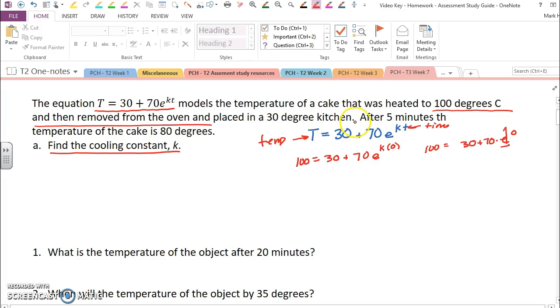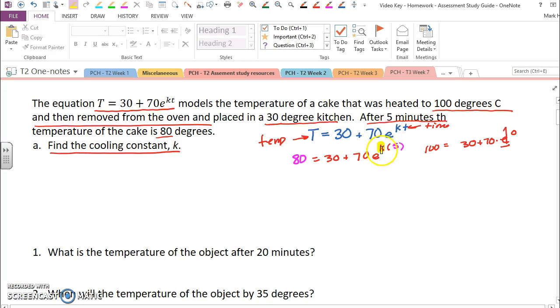But then it says, placed in a 30-degree kitchen, and after 5 minutes, the temperature is 80 degrees. So now we have another piece of information we can use. Instead of time is 0, time is 5 minutes. And instead of 100 degrees, we've gone down to 80 degrees. So now we have an equation we can solve. We're looking for K. K is the only thing we don't know.